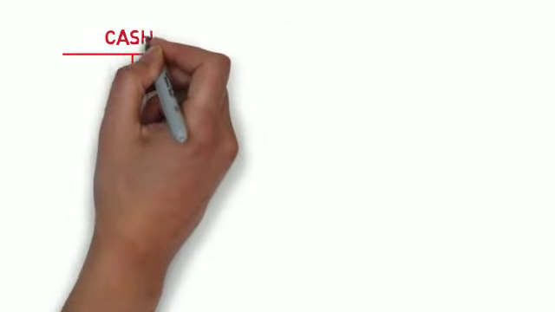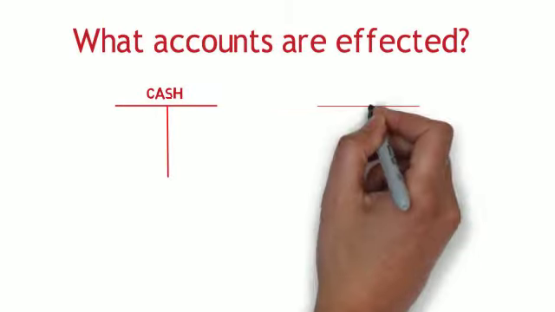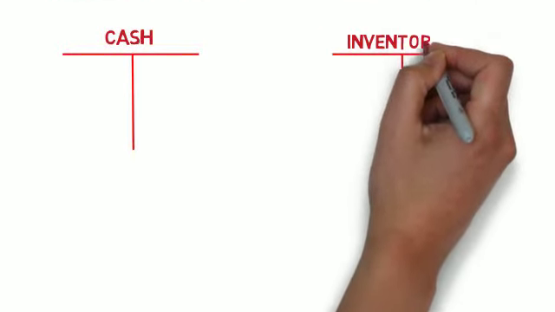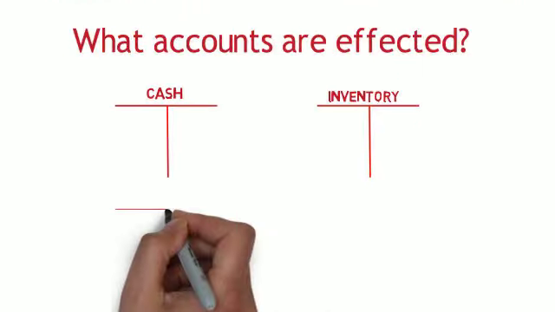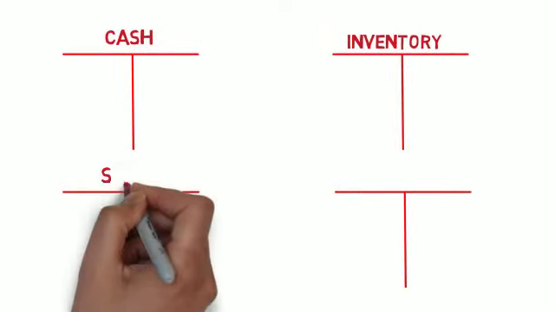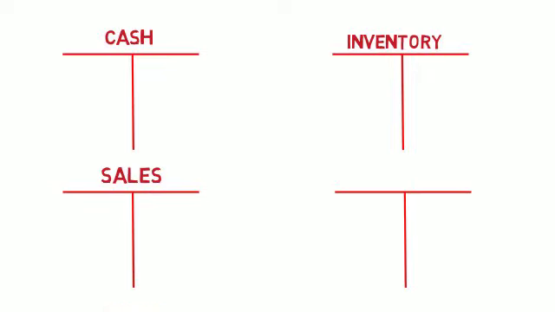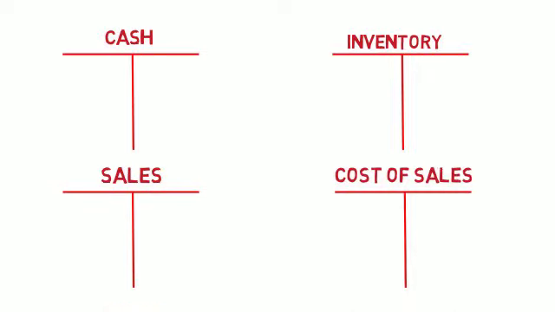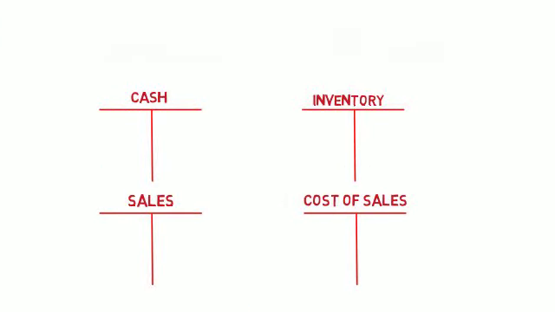If you think that cash and inventory are affected, you are correct. However, that is only half the story. There are 2 other accounts affected. Those accounts are sales and cost of goods sold. So, in total, there are 4 accounts affected.